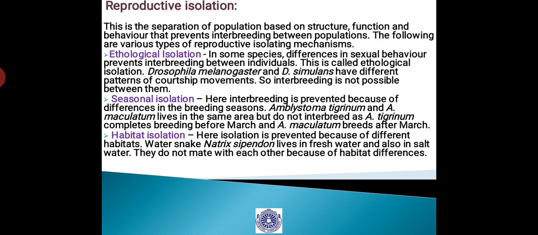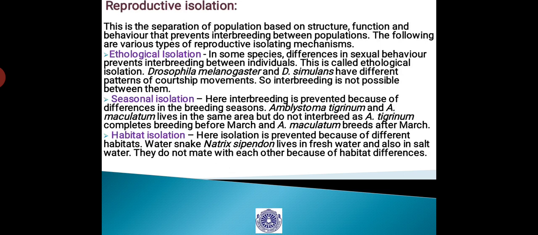Coming to reproductive isolation. This is the separation of populations based on structure, function, and behavior that prevents the interbreeding between populations. The following are the various types of reproductive isolating mechanisms, which can be broadly categorized or classified into two types, pre-zygotic and post-zygotic, but here these types are given as follows.